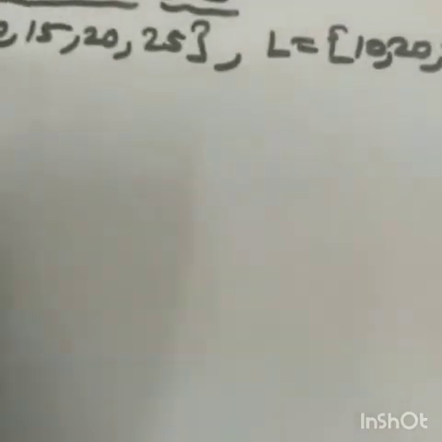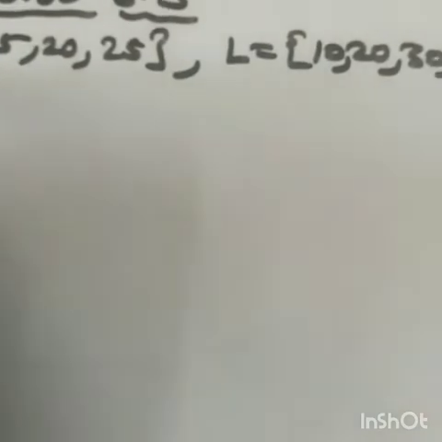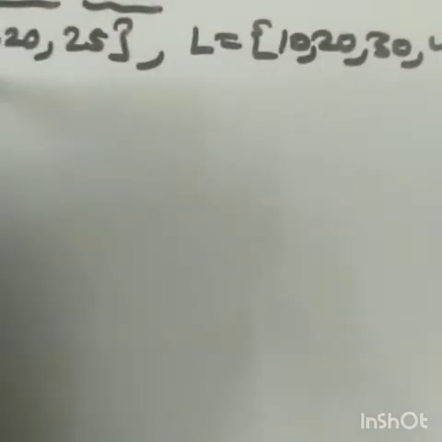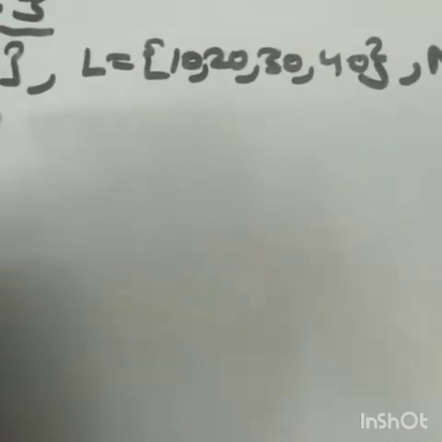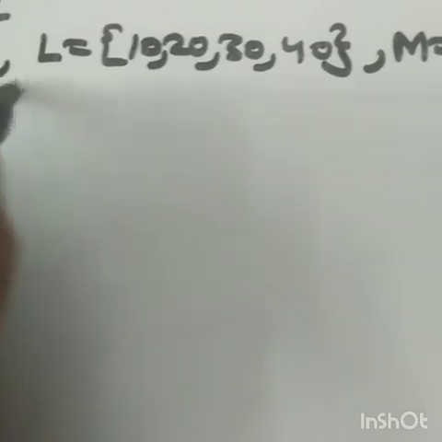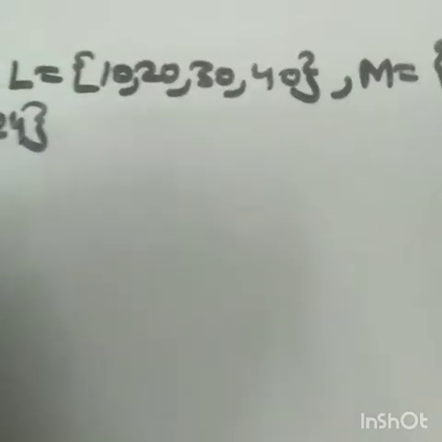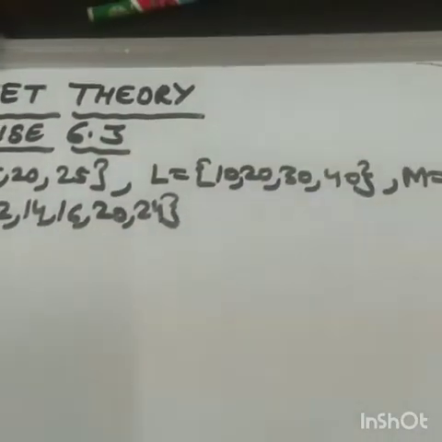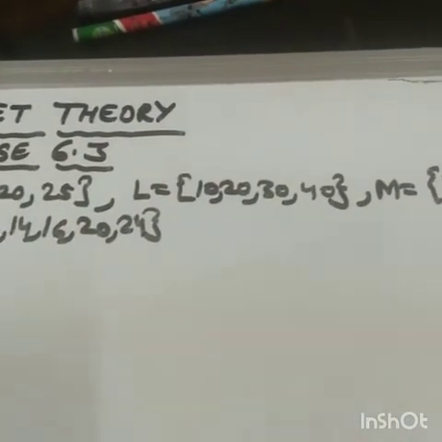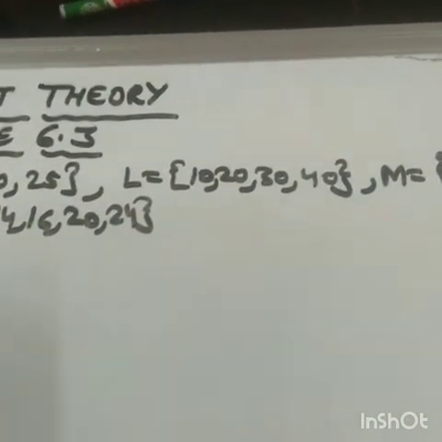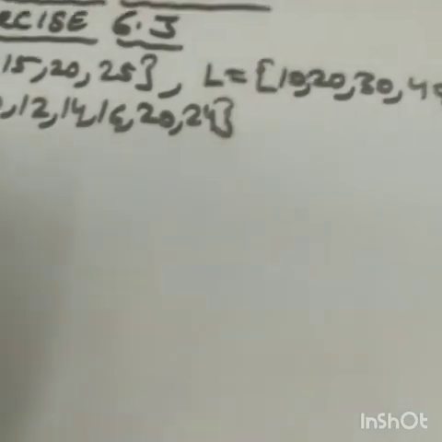And set B is equal to 8, 10, 12, 14, 16, 20, 24. Now these are the sets already given to you in the question. You are required to make use of these sets to solve the subparts.